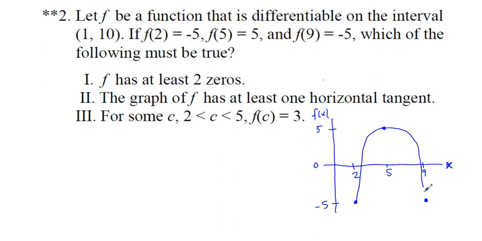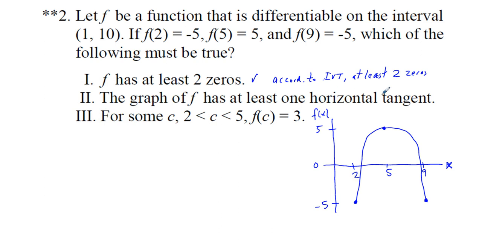Okay, so function might look something like that. That looks like it might fail the vertical line test, but you get the idea. So check mark according to IVT, at least two zeros.